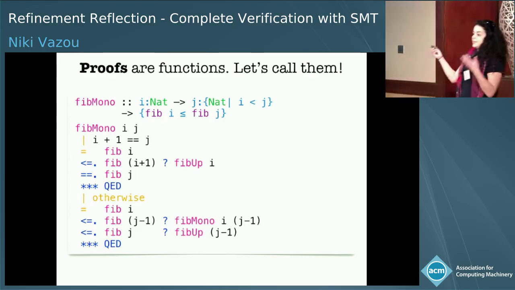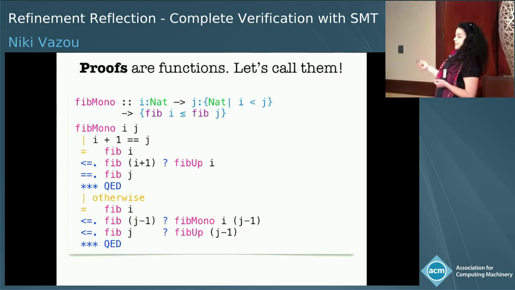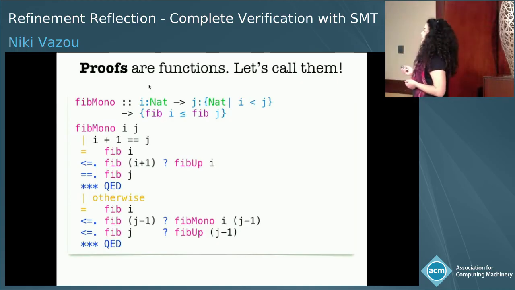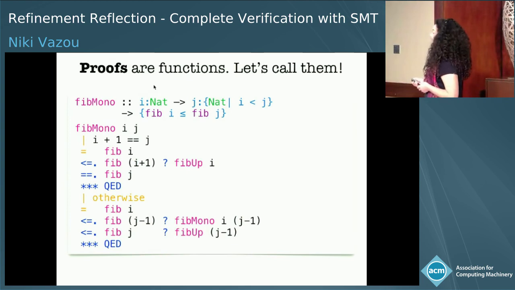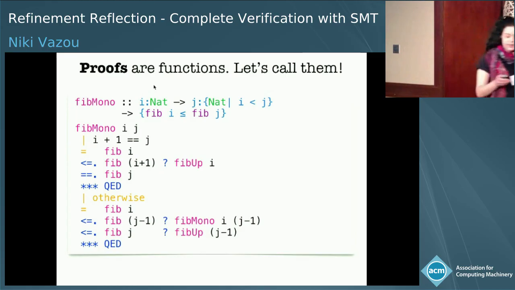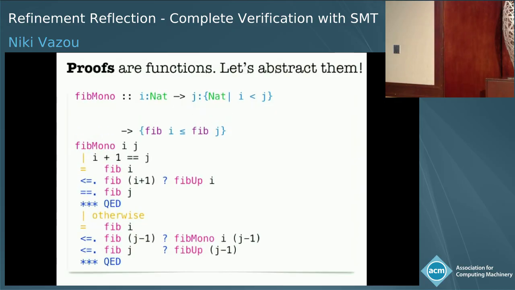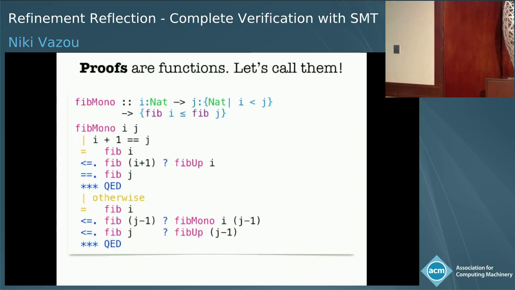And the proof is by induction, or by Haskell's case splitting, where in my base case I call fib up on i, and in the inductive case I call fib up on j minus 1, and also I am doing a recursive call. So proofs are functions, we can call them.